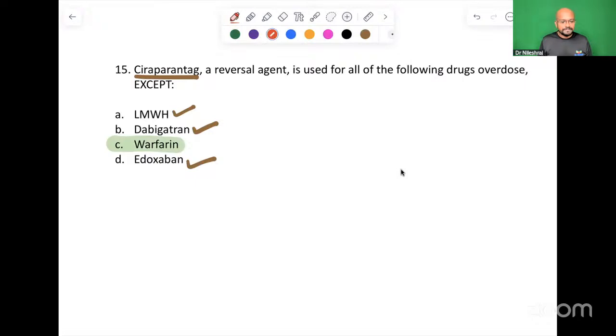Because for warfarin, the specific antidote is vitamin K. And if a patient lands up in warfarin-induced bleeding, then prothrombin complex concentrate will be the treatment here. Good. So the answer for this question is option C. Siraparantag can be used against low molecular weight heparin overdose also.